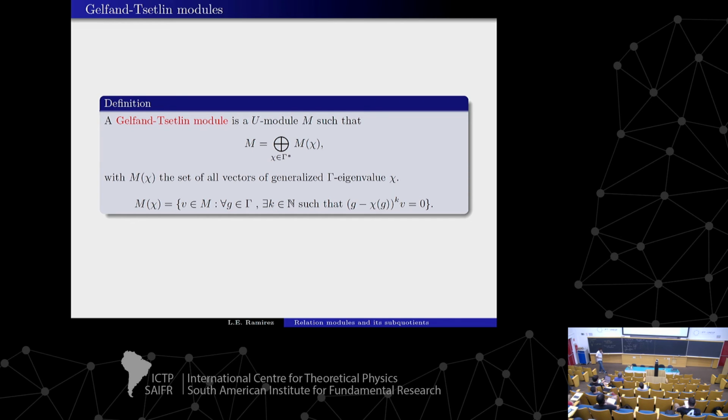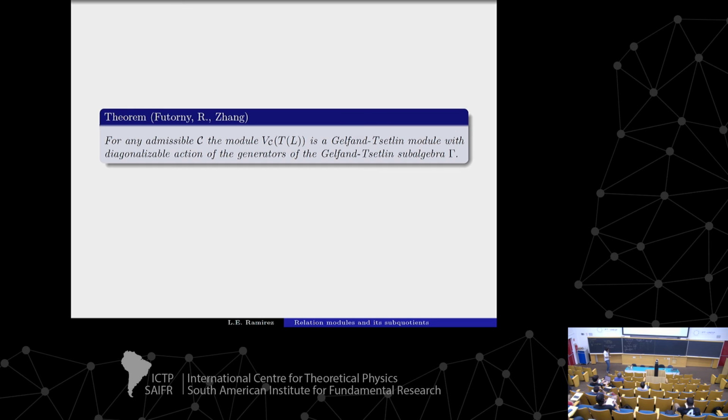Nice. And a Gelfand-Tsetlin model is a model that can be decomposed with respect to the action of Gamma. So we just need generalized Gamma eigenspaces here, and this is a Gelfand-Tsetlin model. Okay, so the idea is that all the models we constructed are actually Gelfand-Tsetlin models, so they behave nicely with respect to this Gamma. So I just need to write this.